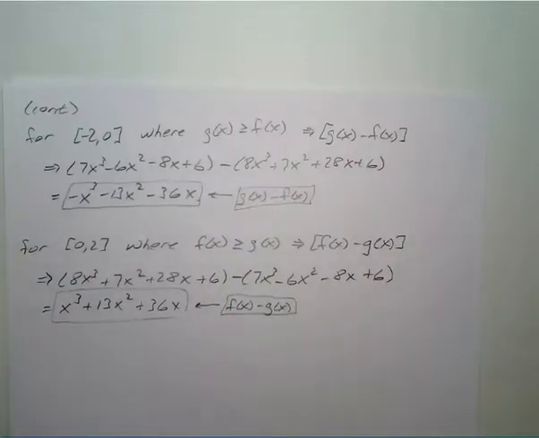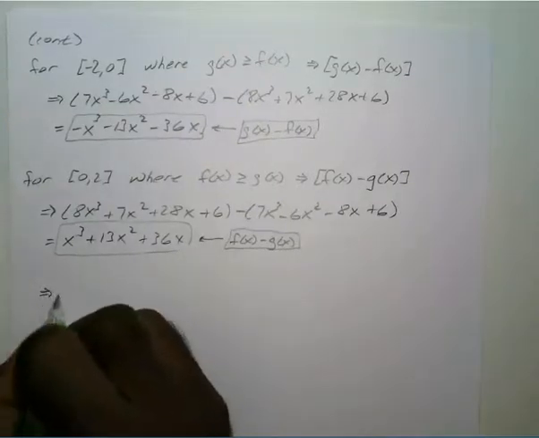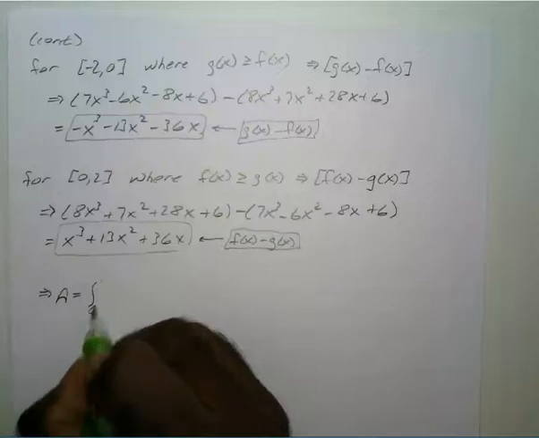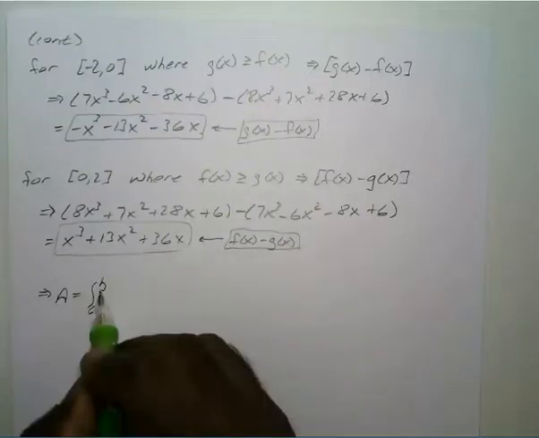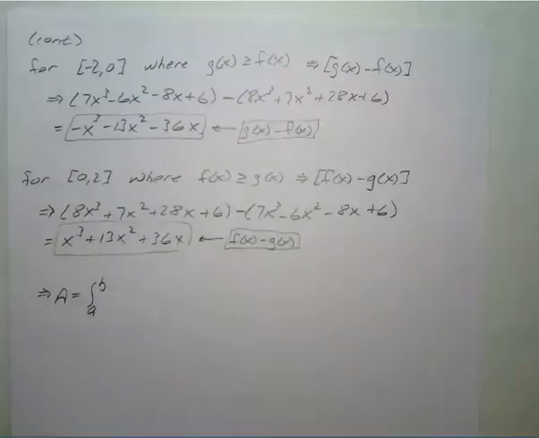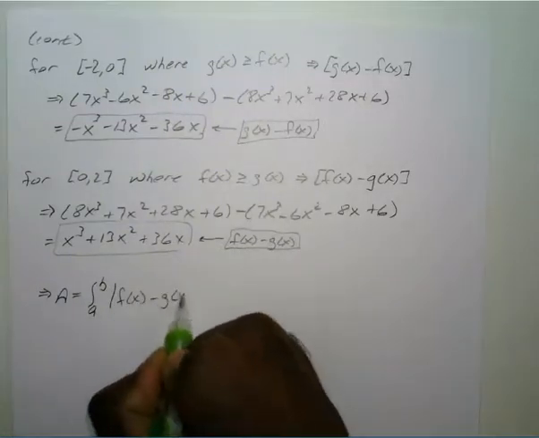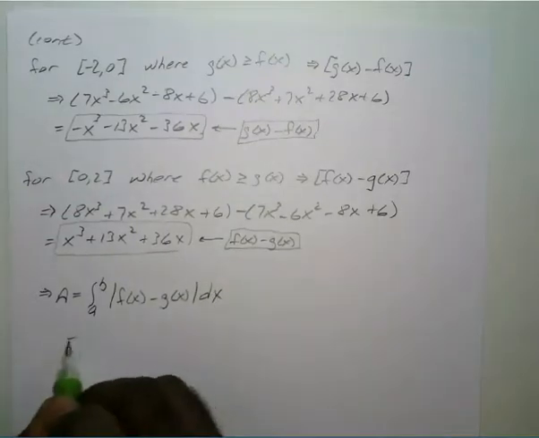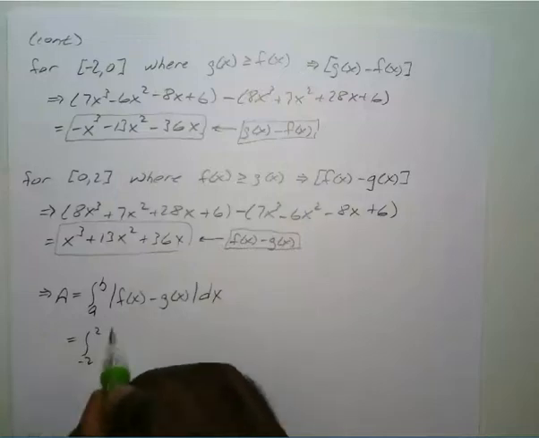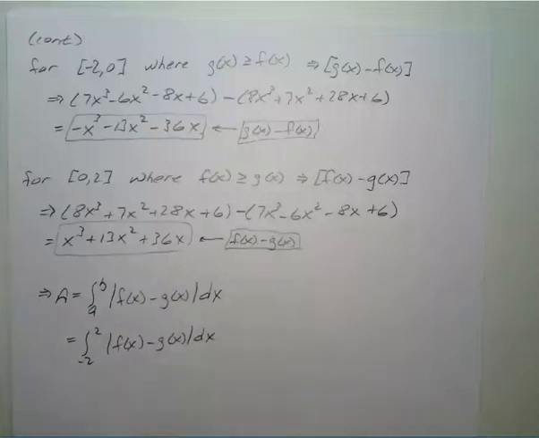Okay, so we have both of those ahead of time. Okay, so our area is going to equal the integral from a to b, and since our functions are crossing on our interval, it's going to be the absolute value of f of x minus g of x with respect to x. So that's really just the integral from -2 to 2 of the absolute value of f of x minus g of x with respect to x.